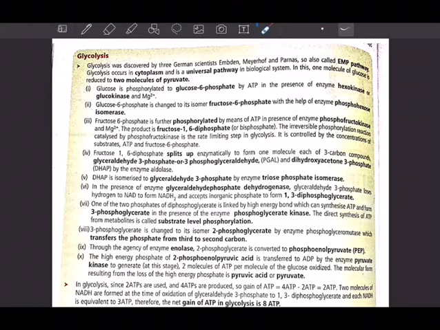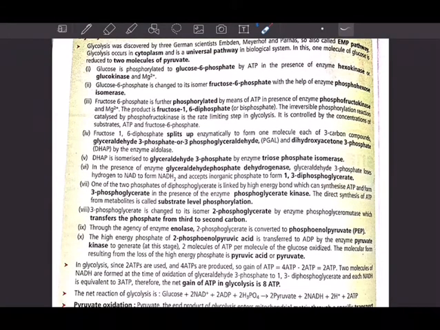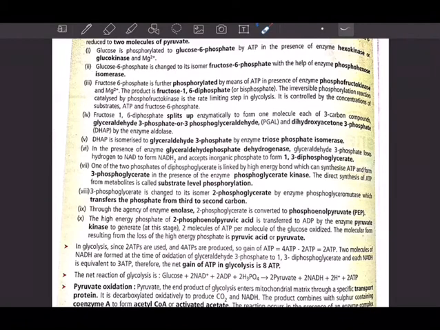As I said yesterday in our previous session, this occurs in the cytoplasm of the cell and is a universal pathway in biological systems. In this, one molecule of glucose is reduced to two molecules of pyruvate. This is the main step that you must remember in glycolysis. The first step is that glucose is phosphorylated to glucose 6-phosphate by ATP in the presence of the enzyme hexokinase or glucokinase and Mg2+.